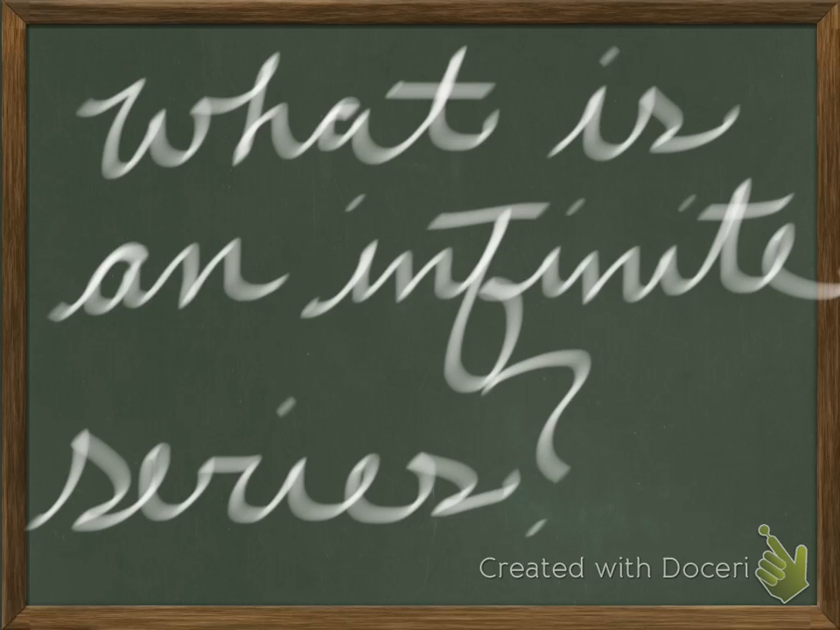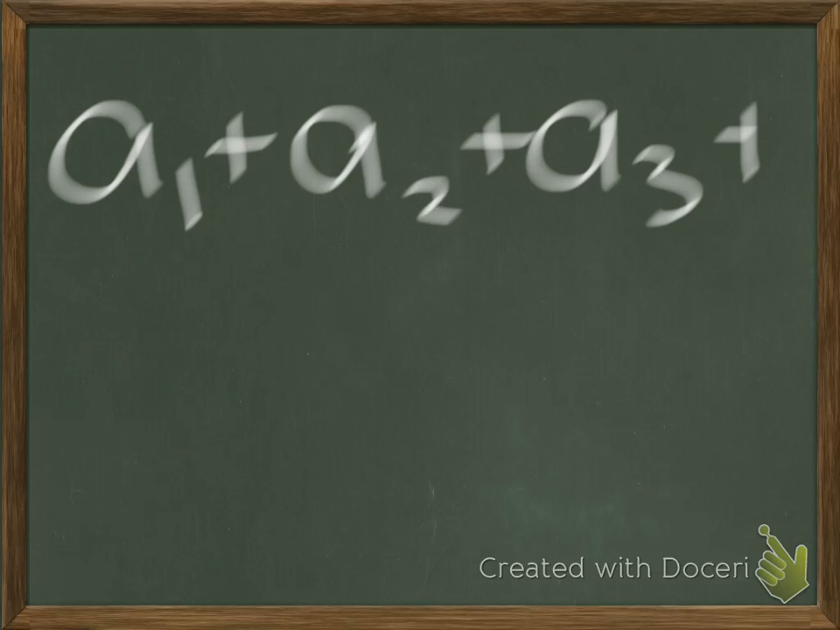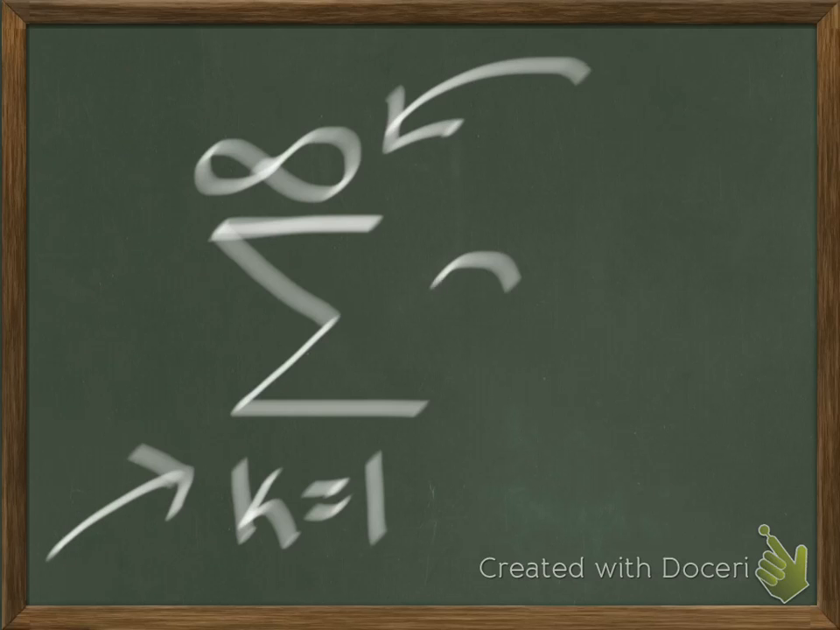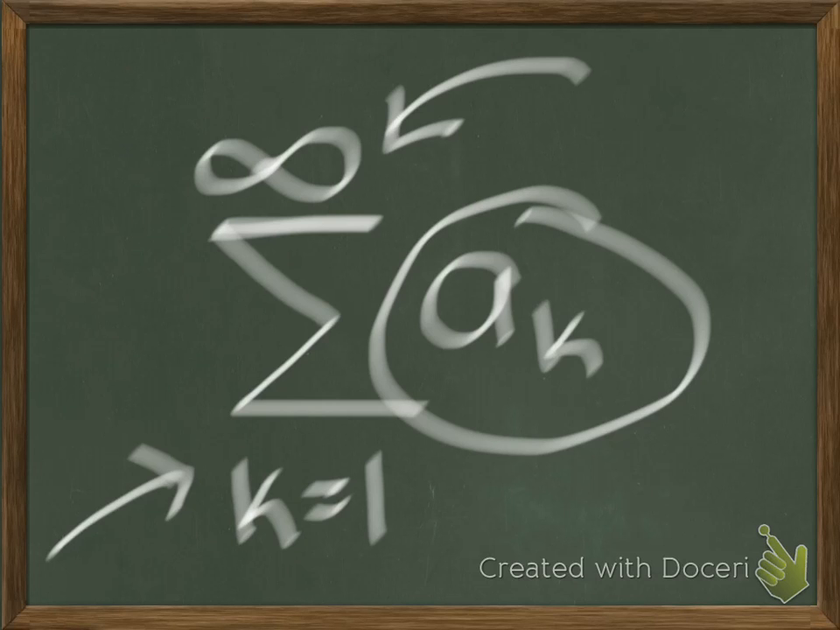Our definition of an infinite series is an expression that takes the form like the one shown on the screen: a1 plus a2 plus a3 and so on. Or you can also write it in sigma notation, where the k is the starting term. The top term, the infinity in this case, is where you go until, and then the general term right here, a of k.